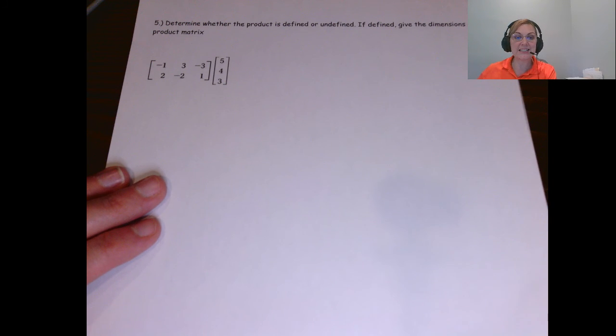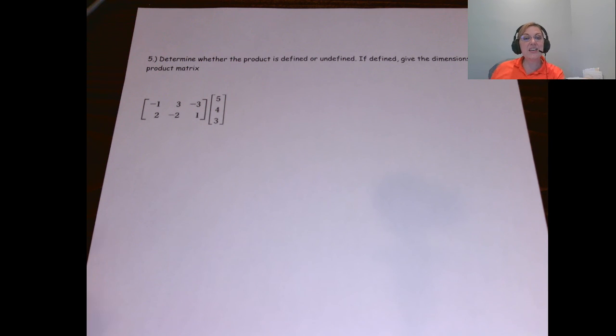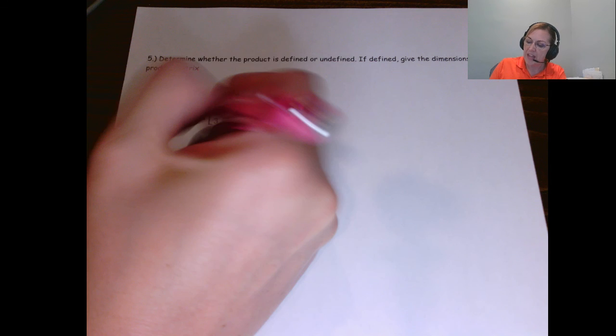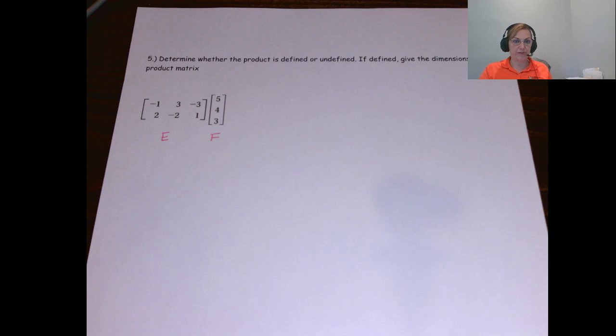We are trying to decide if the product is defined or undefined, and if it's defined, to give the dimensions of the product matrix. So wonderful part of this, we're going to use our good old friend, the calculator, our Desmos matrix calculator, because we're now at, we did A, B, C, D. We know that this first matrix is going to be E, and this one's going to be F. All right, let's take a look.